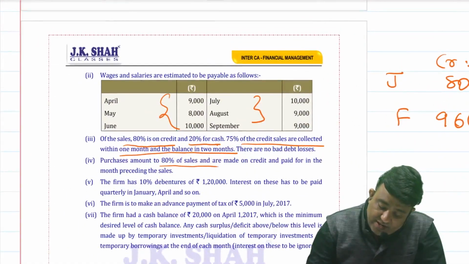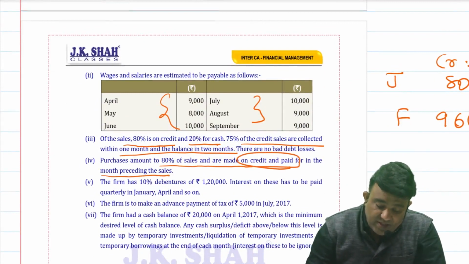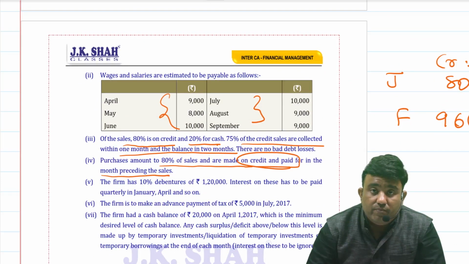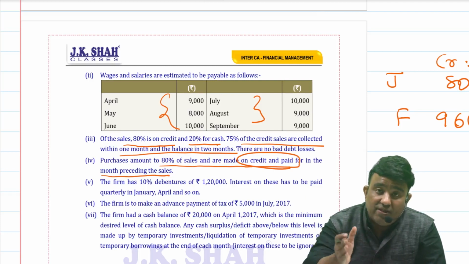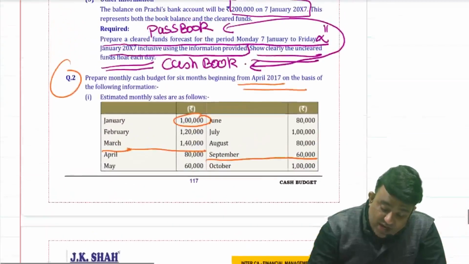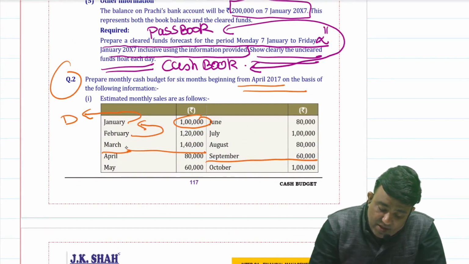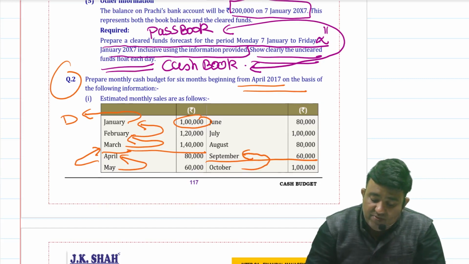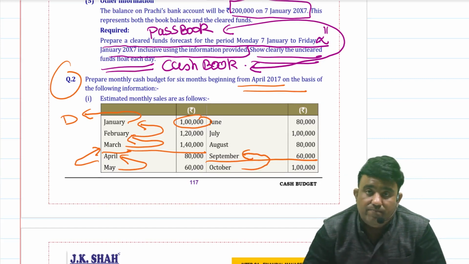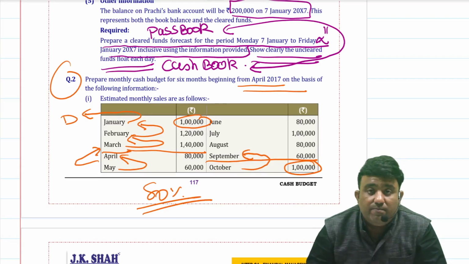Purchase, 80% of sales, practical, this should be in advance. And month preceding the sale means whatever sales we are doing, the payment of purchase will be 80% of the sales amount to be done 1 month before, meaning January payment of purchases will be done in December, February will be done in January, March will be done in February, April will be done in March, May will be done in April, and October purchases payment will be done in the month of September. That is the reason October sale is given. But payment will be extended to the 80% only. Fair enough?